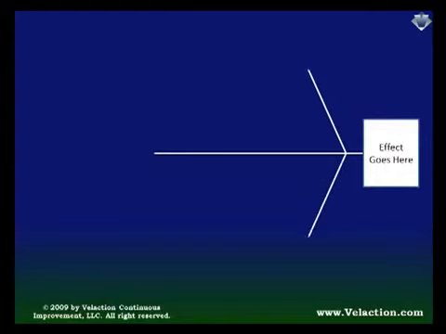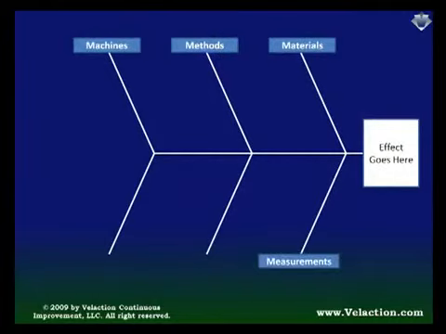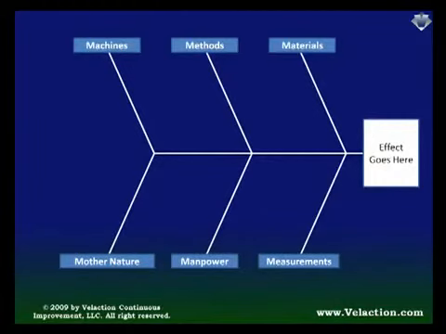Then you're going to draw the spines off the backbone. These spines provide the groupings for the causes that you will be adding to the chart. In the standard version of the shop floor fishbone, you'll see 6 spines corresponding to the 6 M's. The 6 M's are materials, methods, machines, measurements, Mother Nature, and manpower. You might, however, see manpower switched out with a more gender-neutral word.